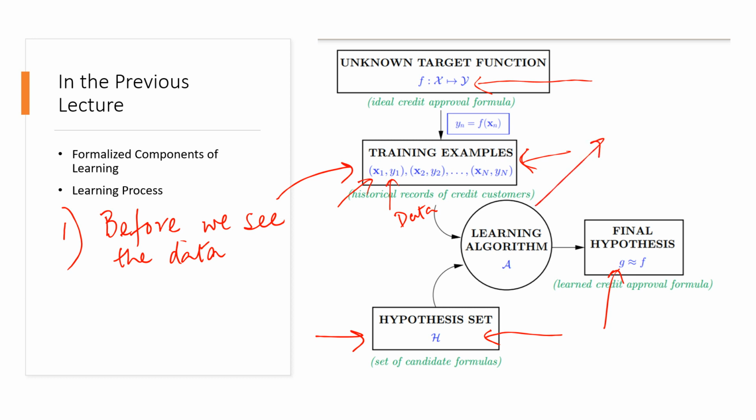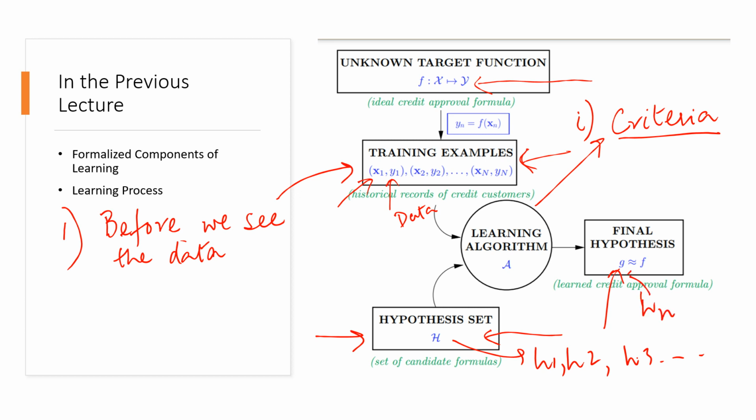So the role of the learning algorithm in this entire process is that it should figure out a criteria. That's number 1. There has to be some basis on which my learning algorithm is picking one of these. This can have H1, H2, H3, and so on, right? So let's say I'm picking some Hn, and that becomes my G, right?